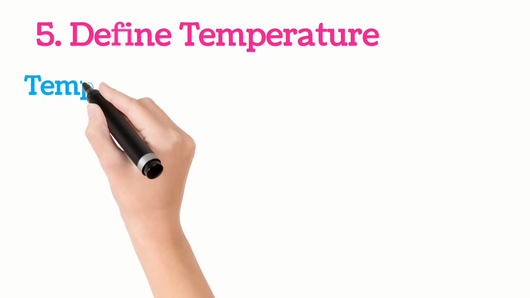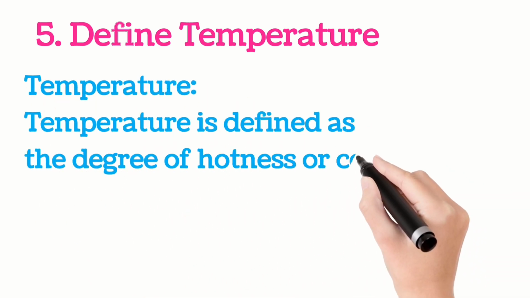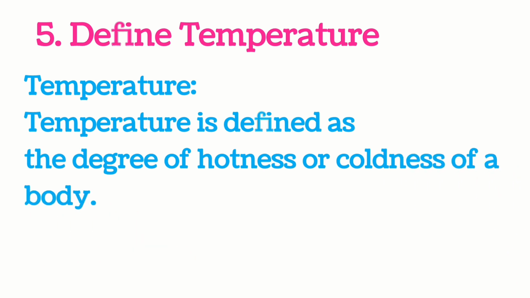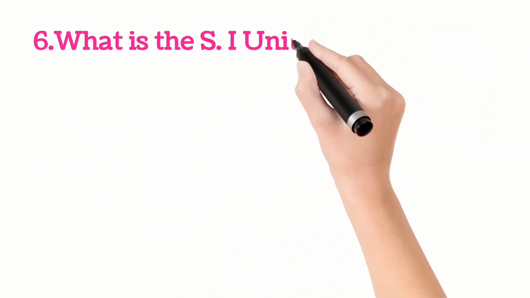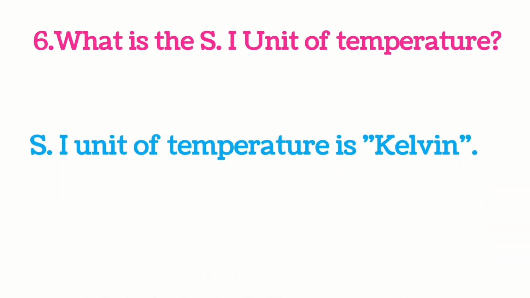Define temperature. Temperature is defined as the degree of hotness or coldness of a body. What is the SI unit of temperature? The SI unit of temperature is Kelvin.